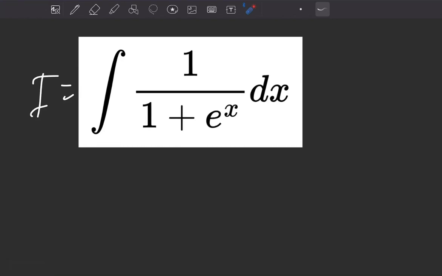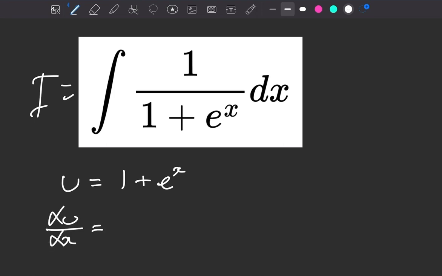Today, we're going to integrate 1 over 1 plus e to the x. So to do that, we use a u sub. We'll have u is equal to 1 plus e to the x, the entire denominator. So we differentiate this thing, we'll get du over dx is equal to just e to the x. So rewriting this in terms of u gives us u minus 1.